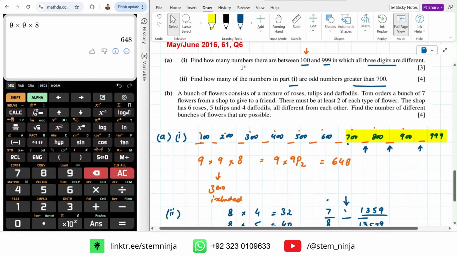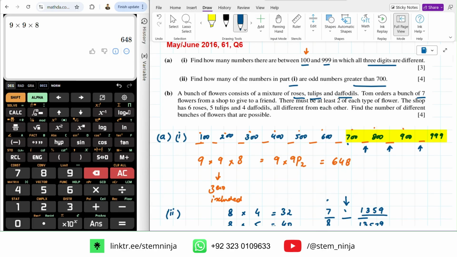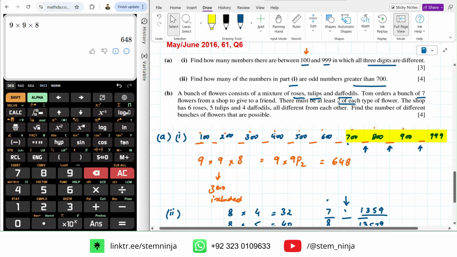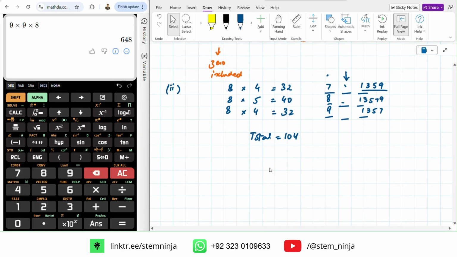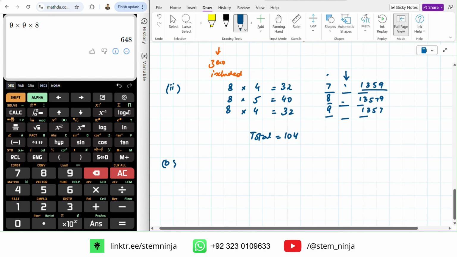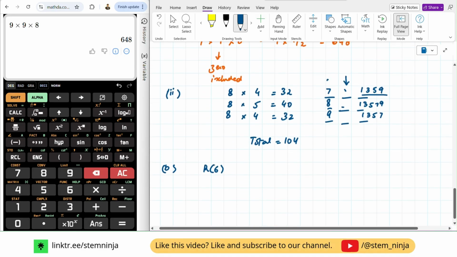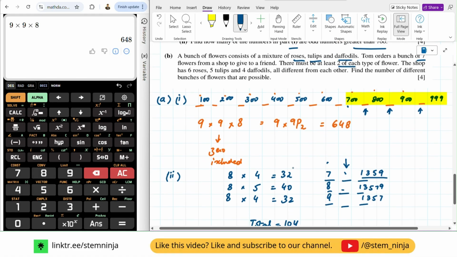Now, a bunch of flowers consists of a mixture of roses, tulips, and daffodils. Tom orders a bunch of 7 flowers from a shop to give to a friend. There must be at least 2 of each type of flower. The shop has 6 roses. So first, let's list down before we forget. Roses are 6, 5 tulips, 4 daffodils. And at least 2 of each type.